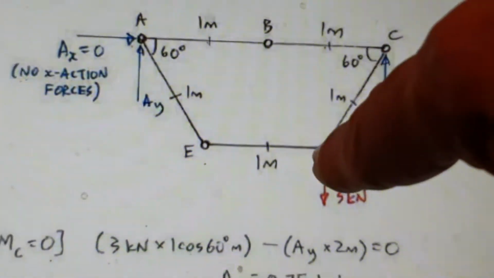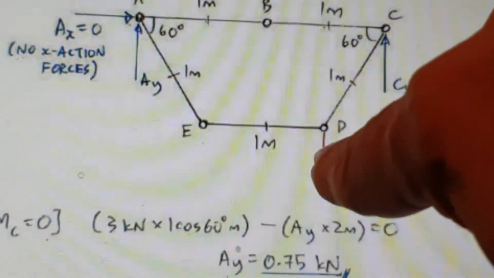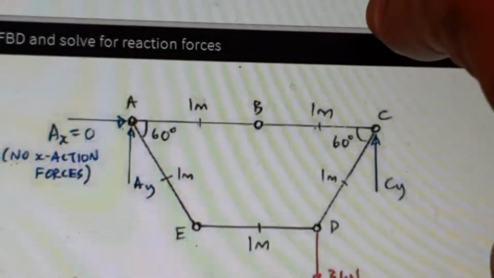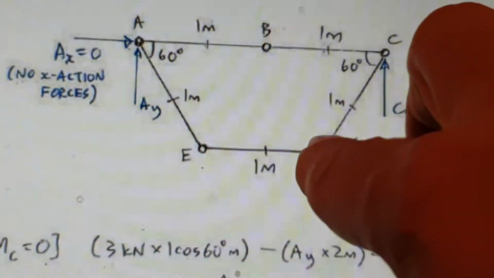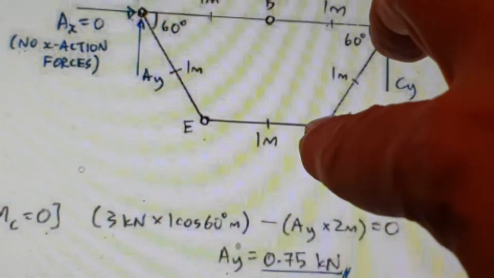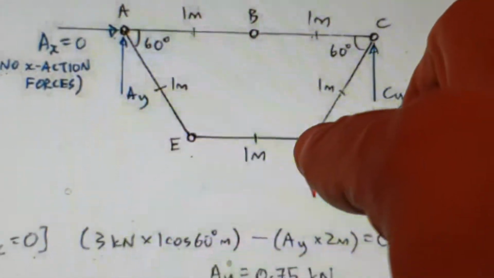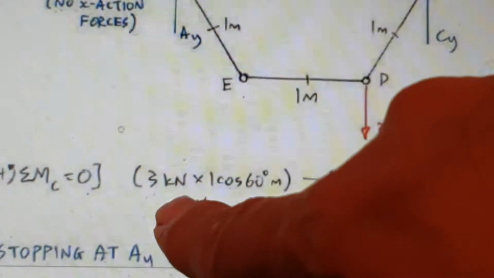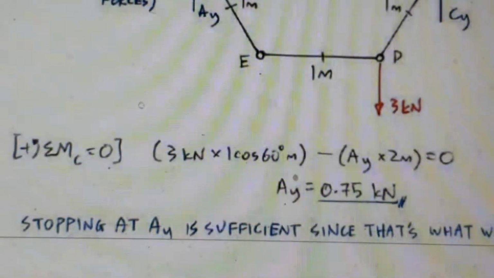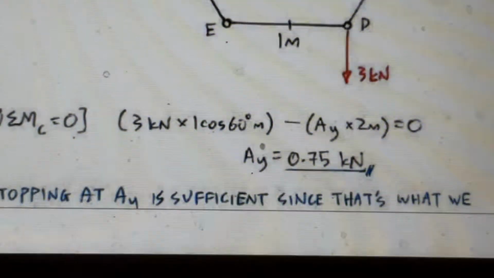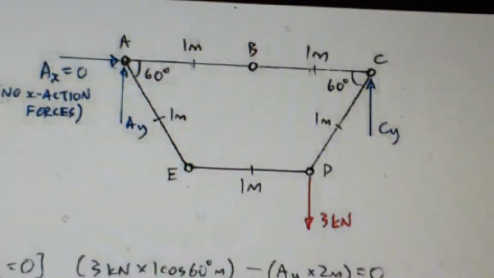So we'll do it. 3 kilonewton, and look at this, this is the distance. 3 kilonewton is going to go counterclockwise from C. And the distance from here to here is 1 meter. And of course, if it's like this or like this, it's the same thing. 1 cosine 60, 3 kilonewton, 1 cosine 60. Now you solve for AY, you will get AY equal to 0.75 kilonewton, which means that we found AY.